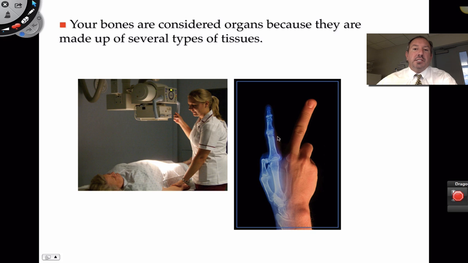These are your phalanges you can see here. Phalange 1, 2, and 3. And then there's the metacarpal right in here.